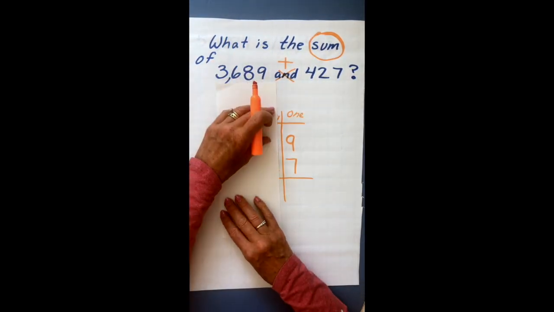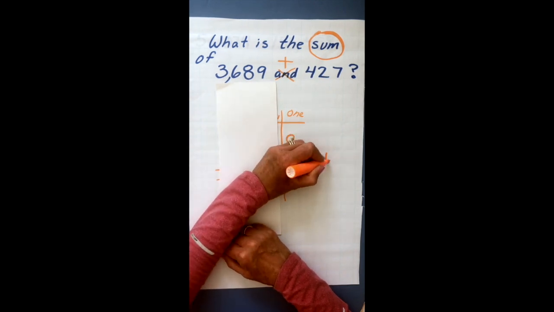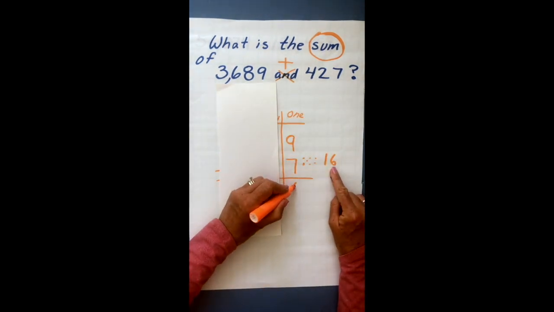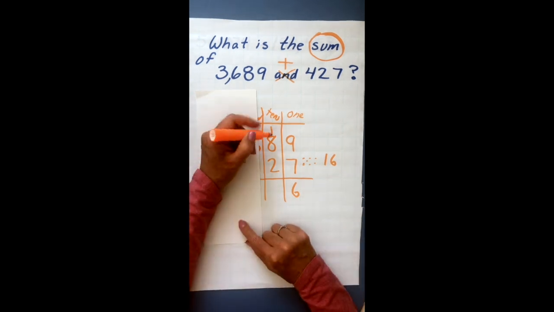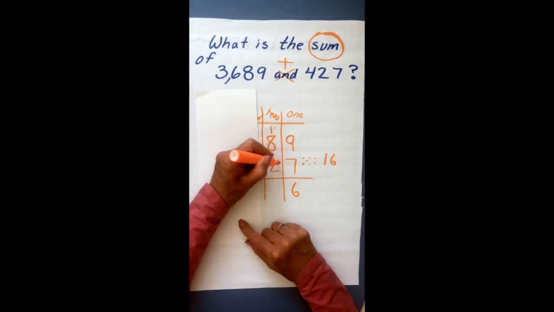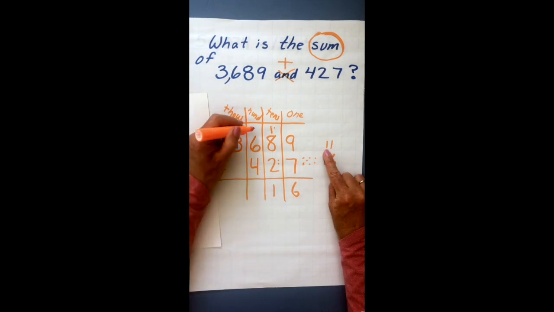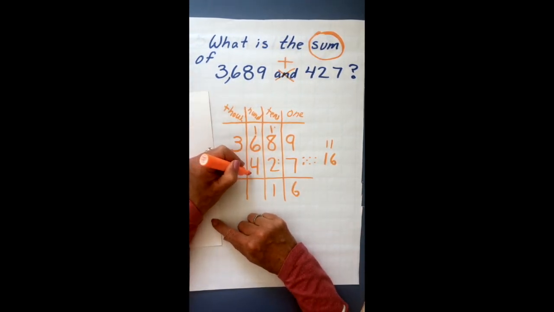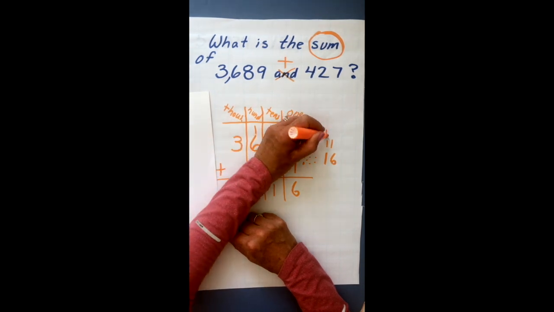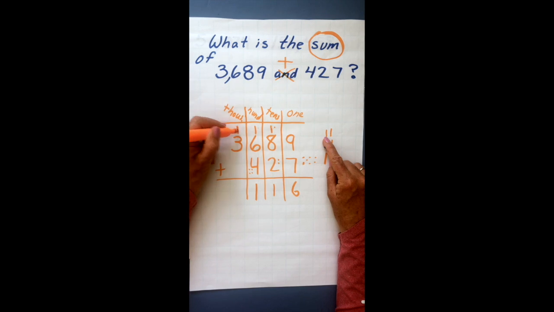So here we go, the ones house. So 9, 10, 11, 12, 13, 14, 15, 16. The ones place goes down, the tens place goes up. Now I'm going to do the tens house. 8, 9, 10, 11. The ones place goes down, the tens place goes up. Now the hundreds house. 6, 7, 8, 9, 10, 11. Oh, 11 again, how weird. The ones place goes down, the tens place goes up.